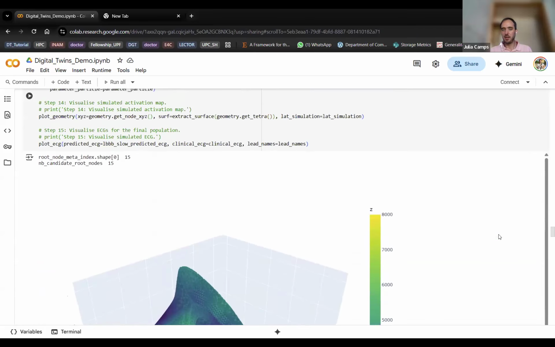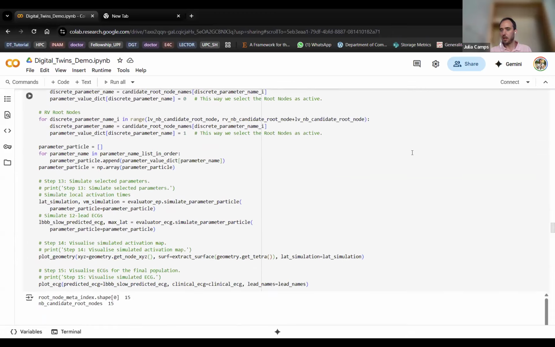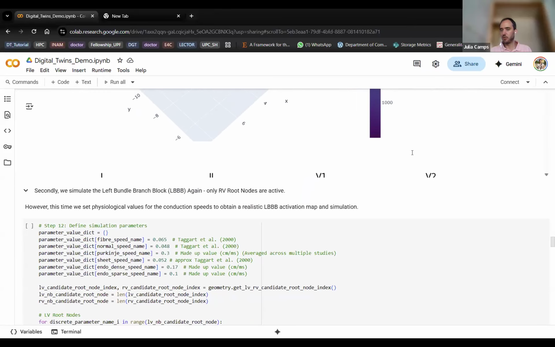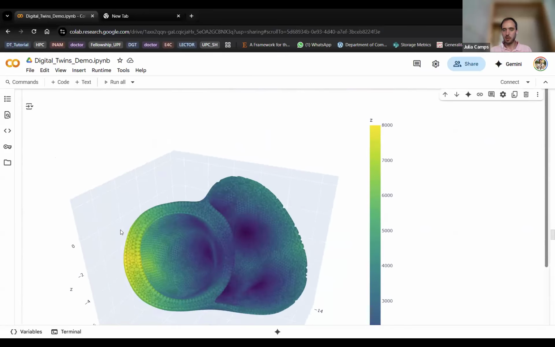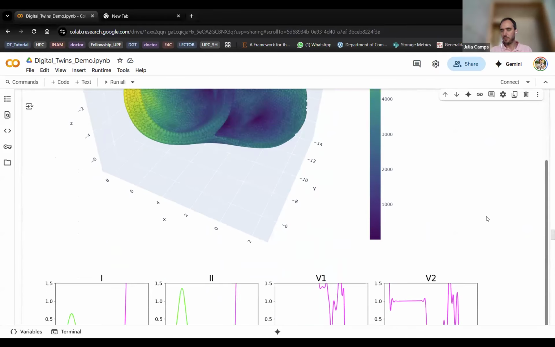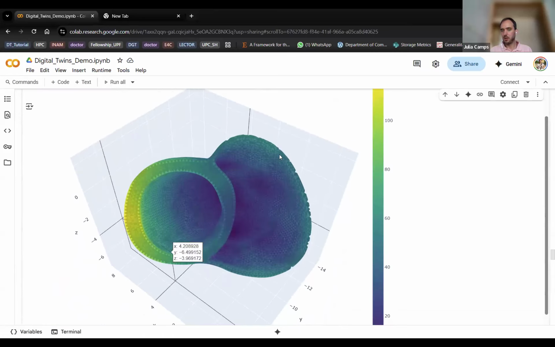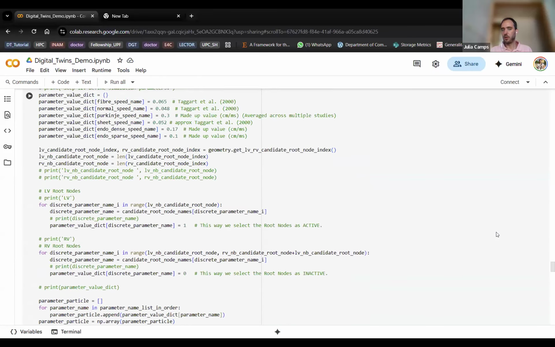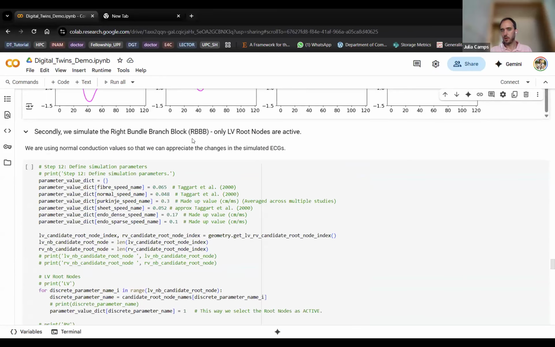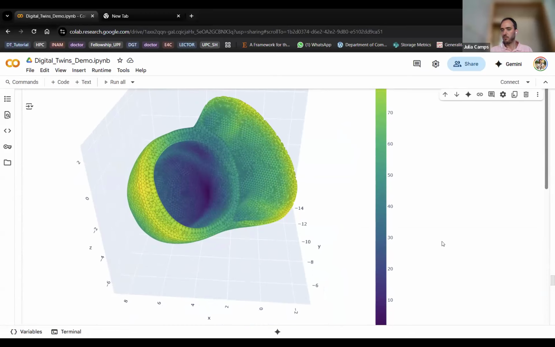And then I think I have a couple of bundle branch block examples. One left bundle branch block and another one right bundle branch block. This one's still with the wrong values for the conduction speeds, but you can clearly see that one side activates earlier than the other. And now with the conduction speeds fixed, it's more subtle, but you can still see that one side activates earlier than the other. And you can see the ECGs as well. And then with the other side, right now it's time for the right bundle branch block. So this is the one.